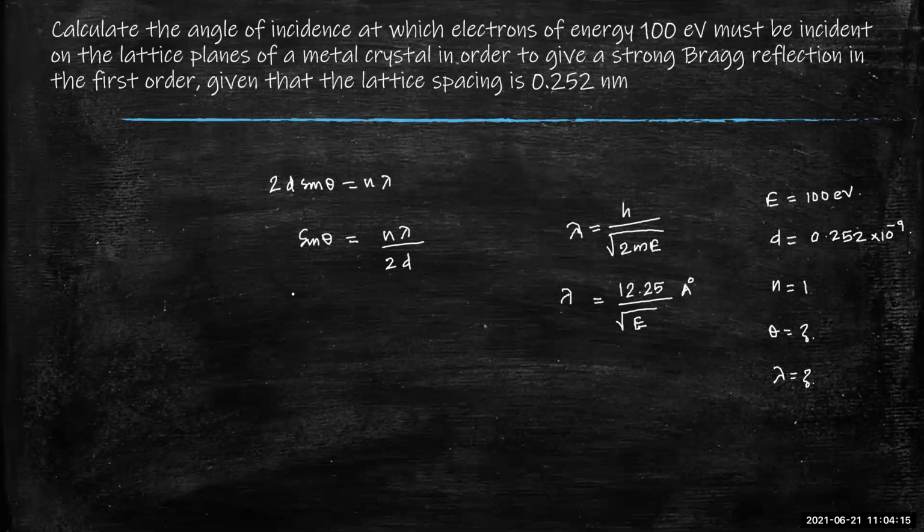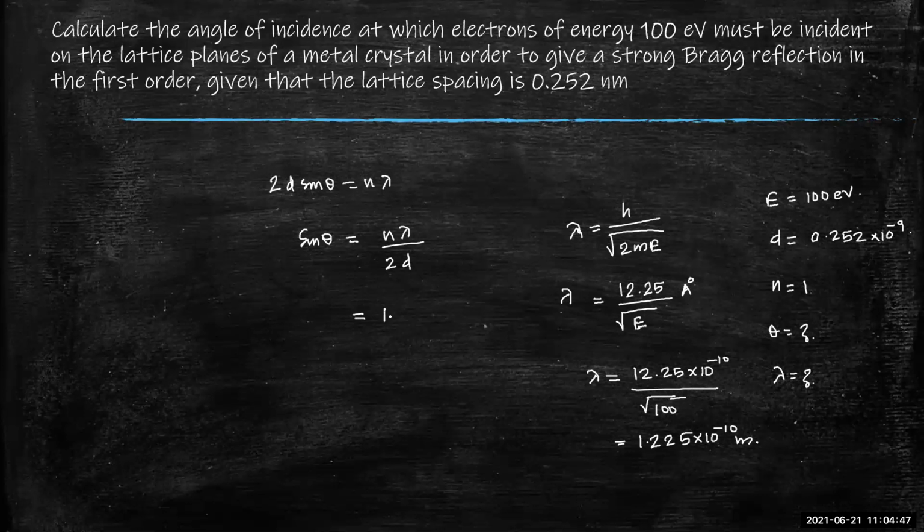So lambda is equal to 12.25 into 10 raised to minus 10 divided by root of 100, which is equal to 1.225 into 10 raised to minus 10 meter. So the lambda is also obtained.